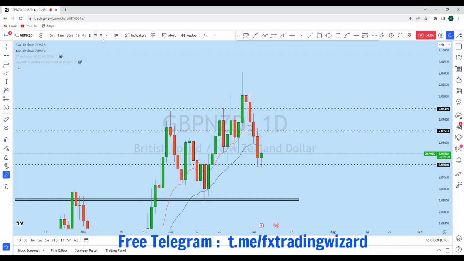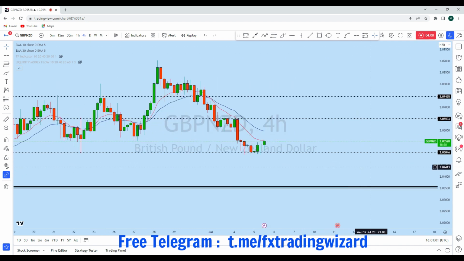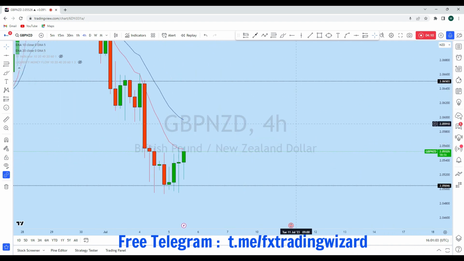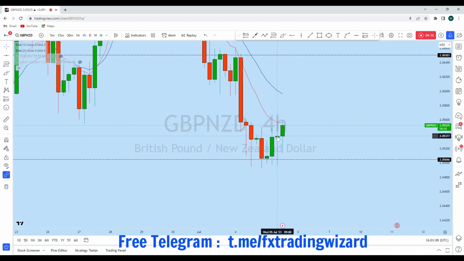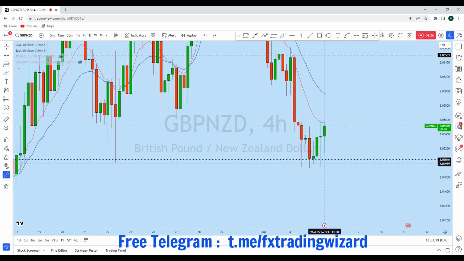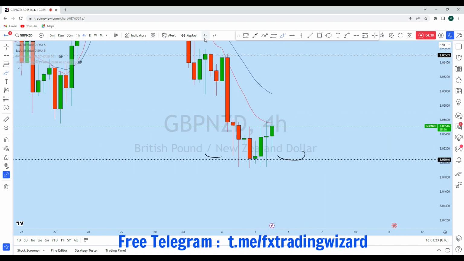Now if we look at the 4 hour to see how the price action is evolving, we saw that there was a doji in that zone. From that doji, GBPNZD grabbed liquidity multiple times from the support, and then we saw the market, after testing this level, forming an inverted head and shoulders and starting to turn to the upside.